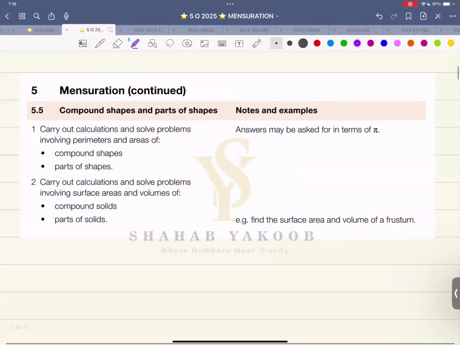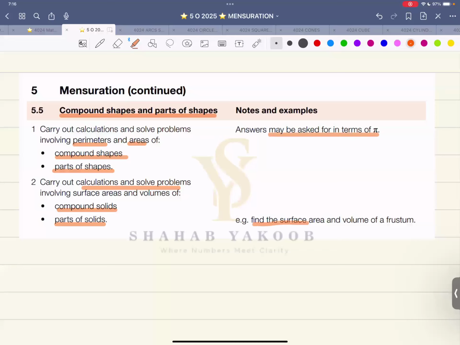And then it's a combination. What kind of combination is this? Compound shapes and parts of shape. Carry out calculations and solve problems involving perimeters and areas of compound shapes, parts of shape. Carry out calculations and solve problems involving surface area and volume of compound solids, parts of solids. So that's a combination of all these things. Answers may be asked in terms of pi. Find the surface area and volume of a frustum. Now, what's a frustum? We will soon see.